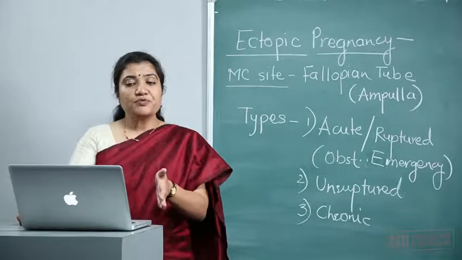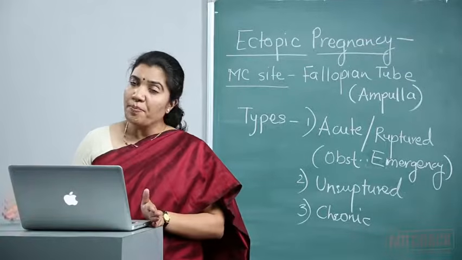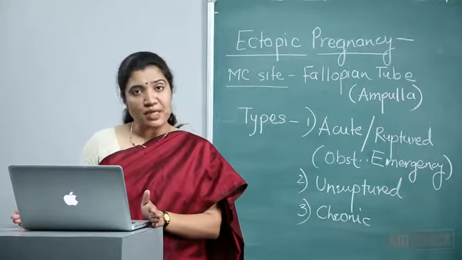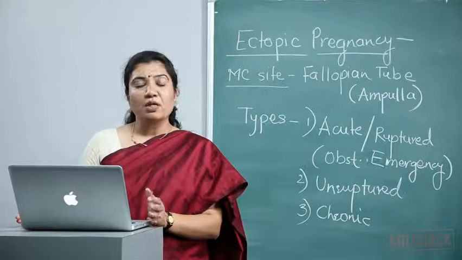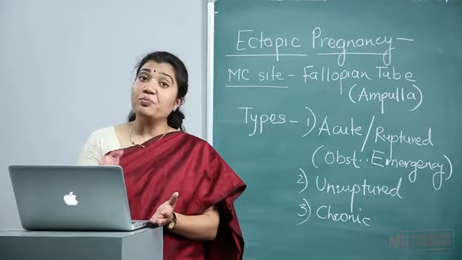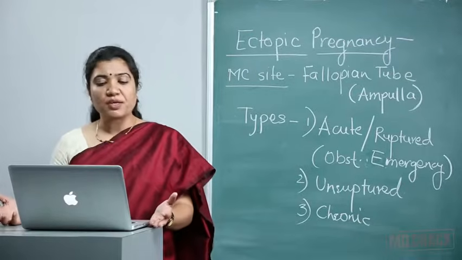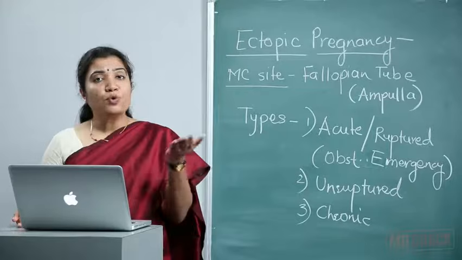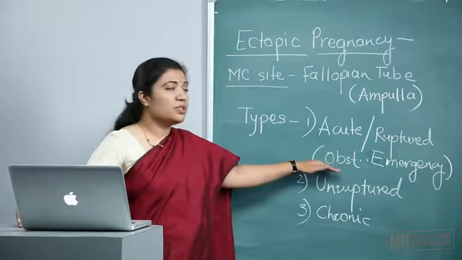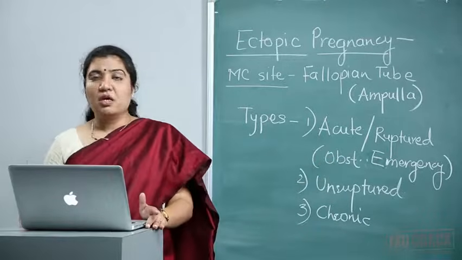The next investigation which will help us is sonography. In comparison with transabdominal, transvaginal is much more sensitive to diagnose ectopic pregnancy. The first sign would be absence of intrauterine gestational sac with positive pregnancy test. Pregnancy test positive but no sac in the uterine cavity. If there is presence of fluid in pouch of Douglas, then it is clear-cut indication that we are dealing with this acute ruptured ectopic and we have to act fast.